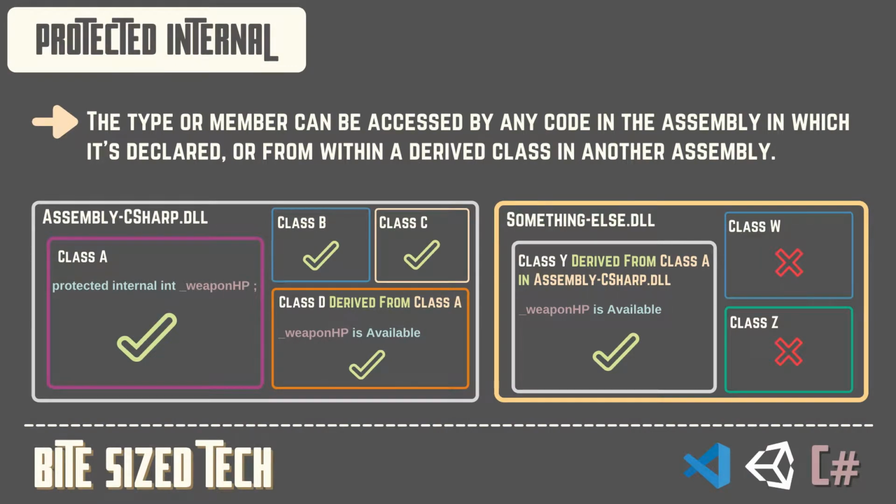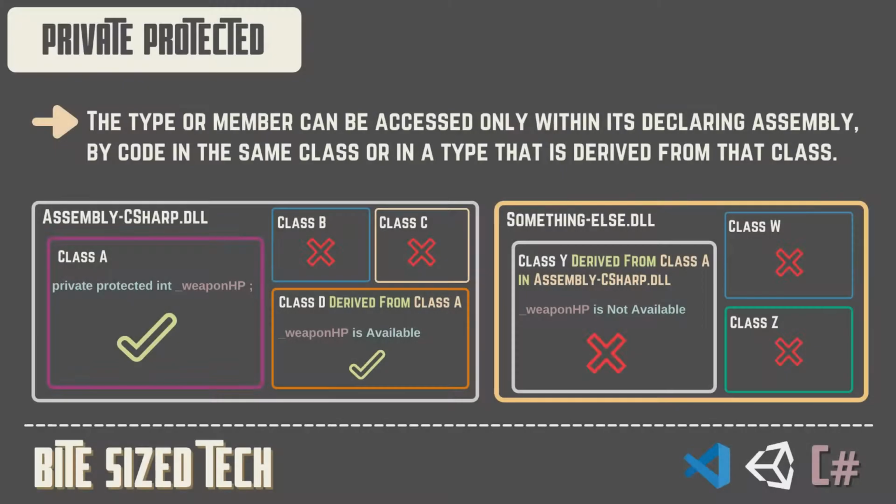Any type or member defined as protected internal will be accessible within the same assembly, while also being accessible within derived classes in other assemblies. And the final access modifier is private protected. Any type or member defined as private protected will be accessible only within the code which is in the same class or a derived class in the same assembly. These final two access modifiers are in practice basically a combination of two separate access modifiers which gives you a bit more control over the visibility of your type or member.